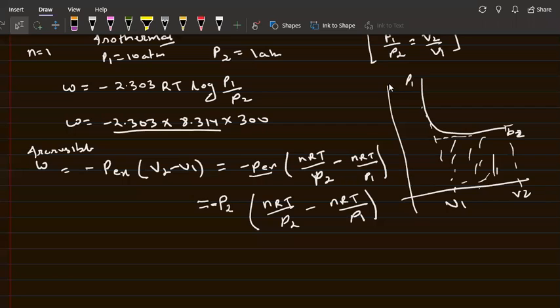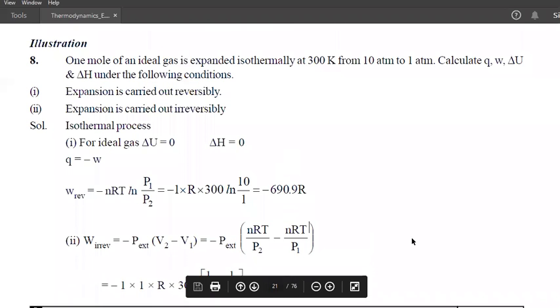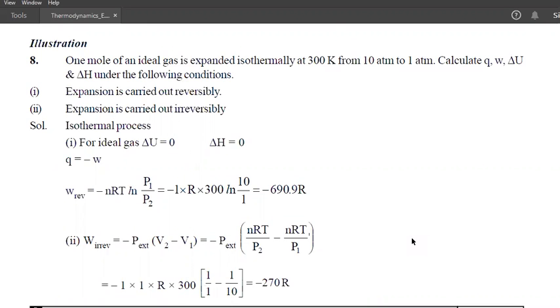So it will be nRT minus P2 by P2 minus P2 by P1. That will be your answer. Got it, everyone? You can solve this, right? So see, this is your second answer. Minus 270 R. Right, everyone?